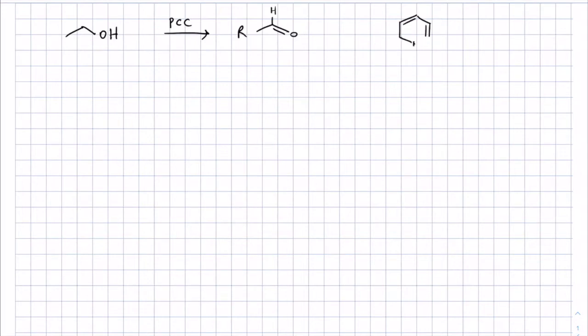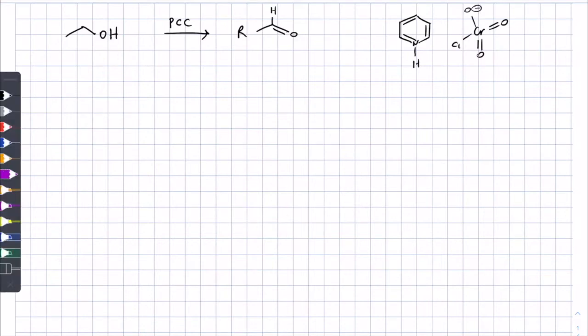And this is an organic soluble source of an oxidized chromium metal. And we talked about the mechanism of the reaction, how electrons from the oxygen would attack the chromium and chlorine would leave, that would generate an intermediate that looked something like this, with a positive charge on the original alcohol oxygen, and a negative charge on the oxygen from chromium.